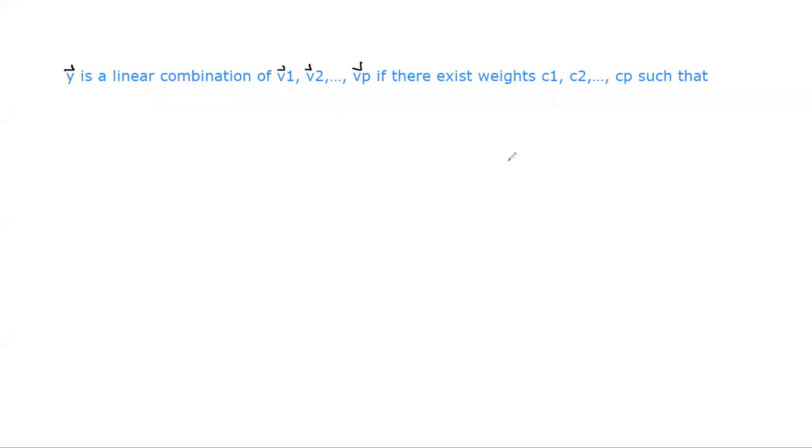These are supposed to be subscripts, but apparently Ring Central doesn't do that. So y is a linear combination of a set of vectors if there exist weights c1 through cp, which are just real numbers, such that we can write y as c1 times v1, a scalar multiple of v1, and then we can add to that c2 v2, and so on. So this is what it means for a vector to be a linear combination.